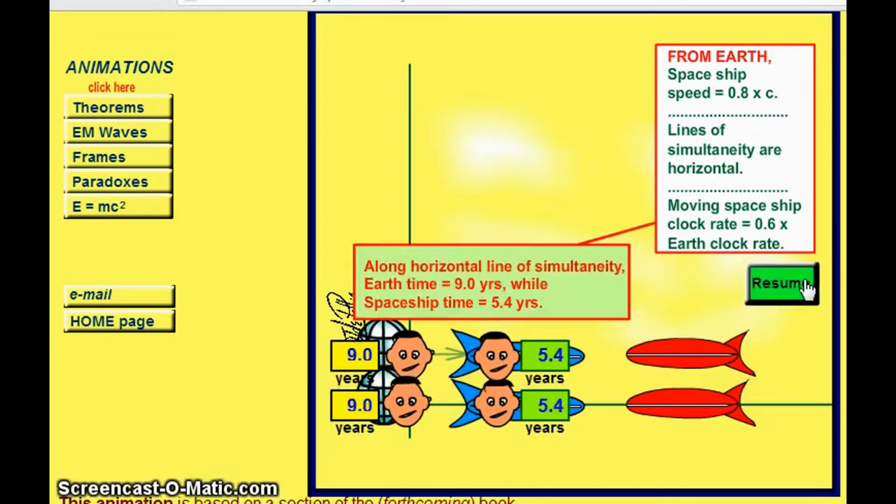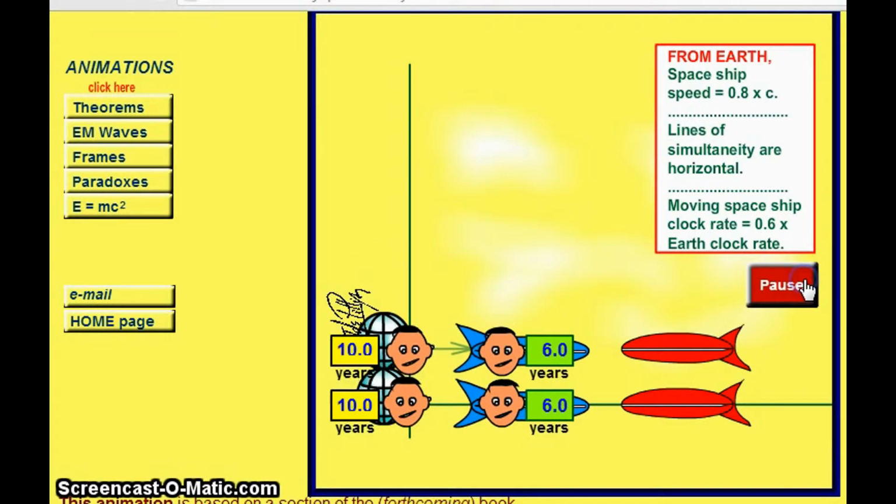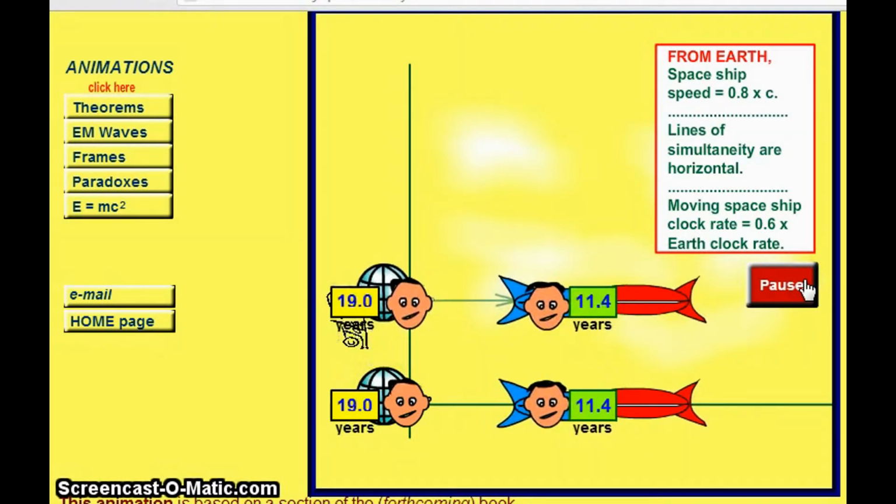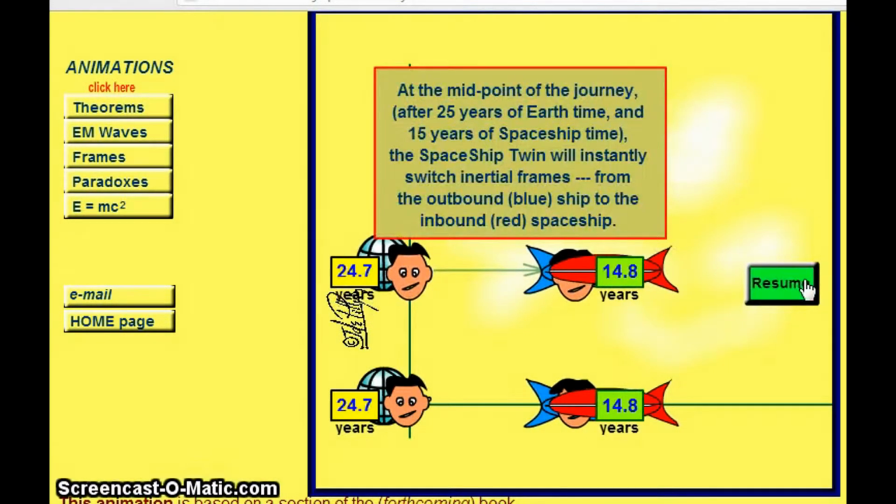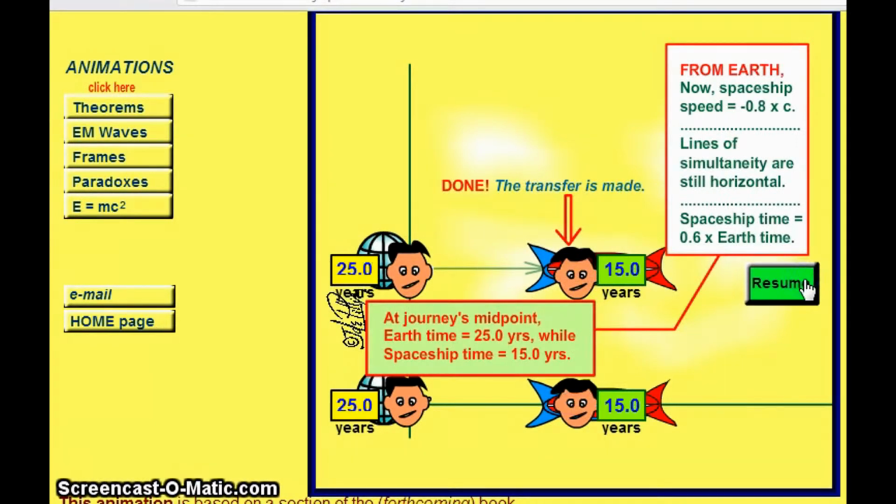At the journey's midpoint, the outgoing spaceship time is 15 years, while only 9 Earth years have passed. Once the twin instantly moves to the incoming spaceship, he resets his clock to 15 years, but to his surprise, he sees that the Earth clock reading has jumped from 9 years to 41 years.